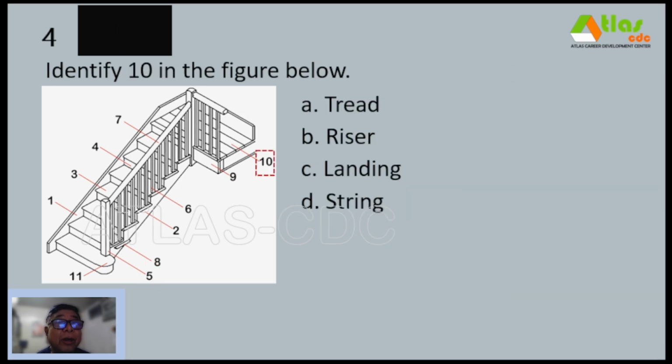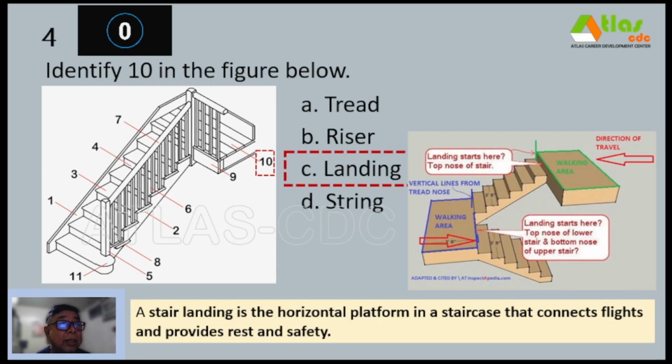Number 4. Identify 10 in the figure below. This one. A. Thread. B. Riser. C. Landing. And D. String. And our correct answer is letter C, landing. So a stair landing is the horizontal platform in a staircase that connects flights and provides rest and safety. So the width of this landing here should be the same as the width of the stair flight.